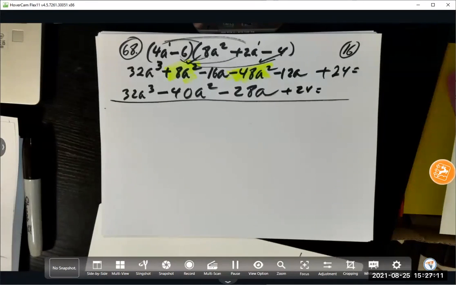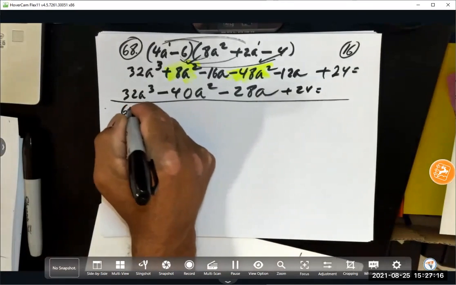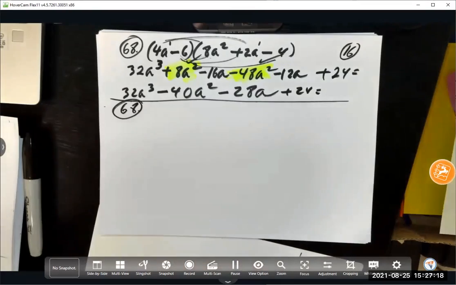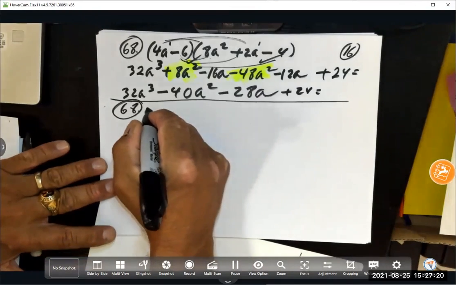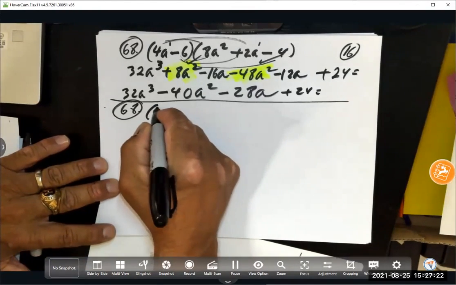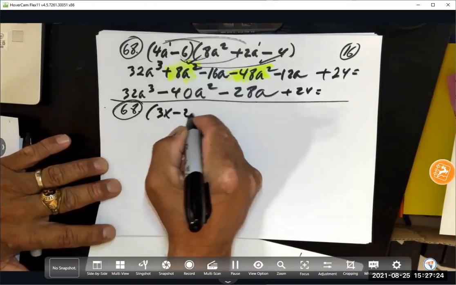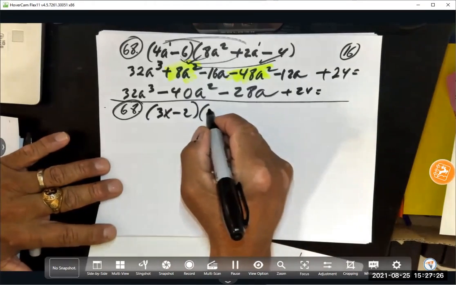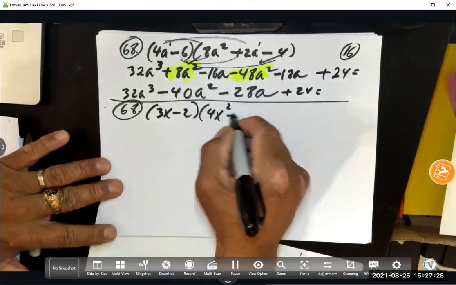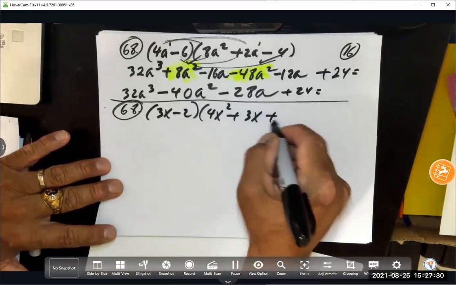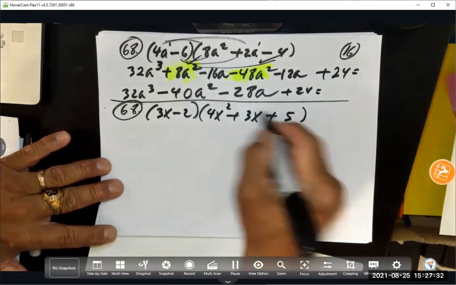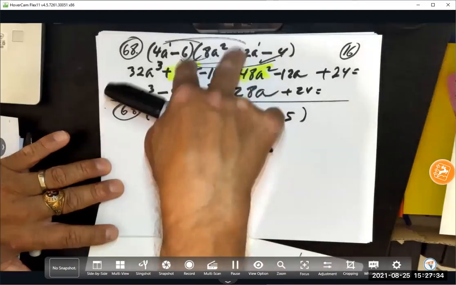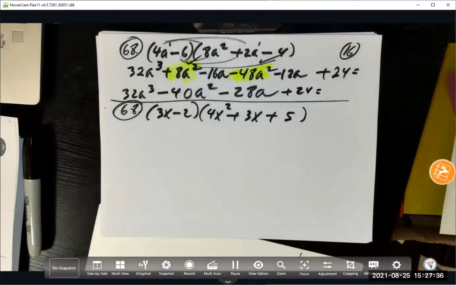Can we do one more of those? Of course. 68. All right. Now I'm just going to change the numbers, okay? How about 3x minus 2 times 4x squared plus 3x plus 5 or something. There you go. Looks just like that one, but the numbers are different.